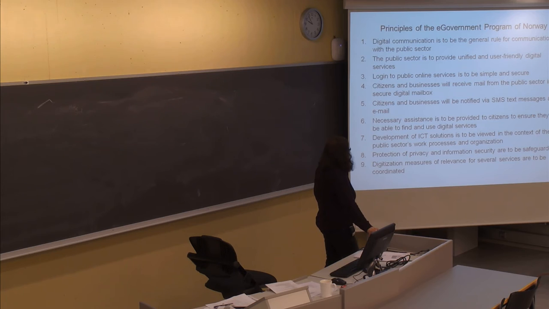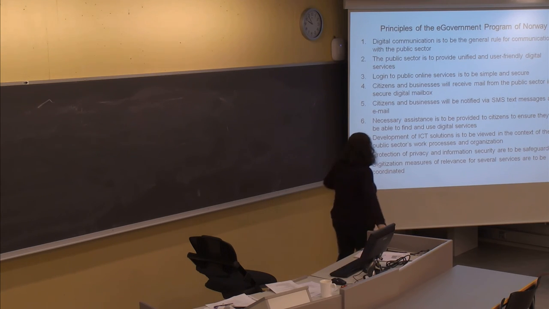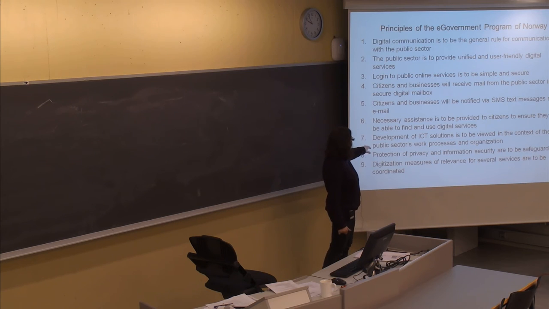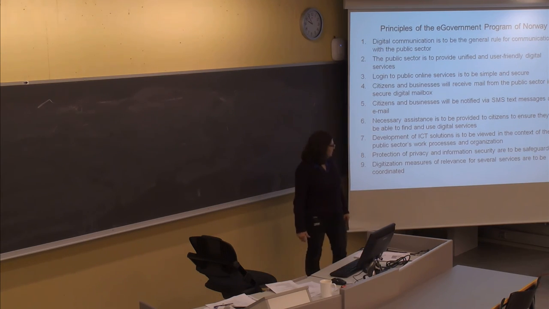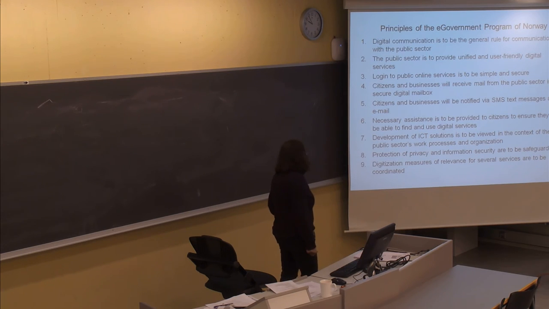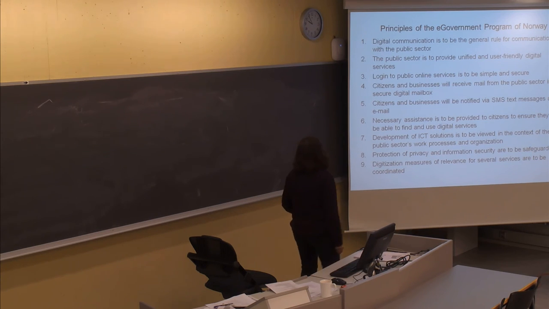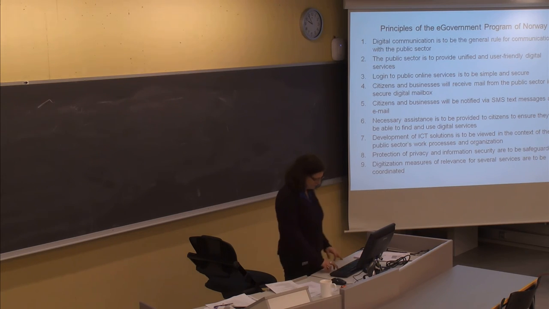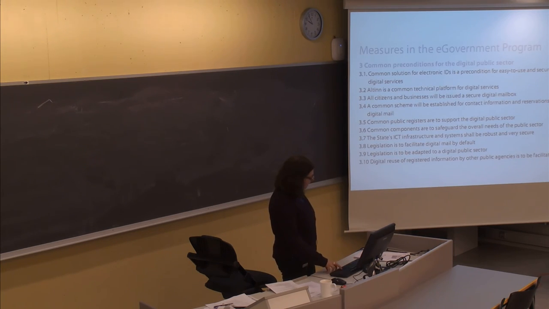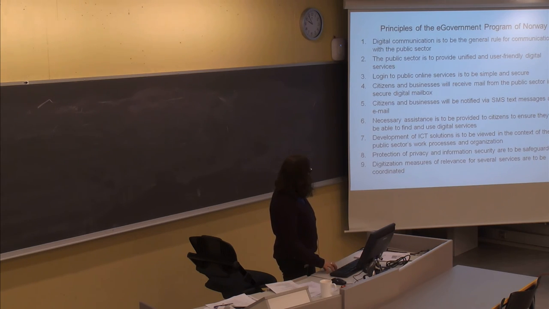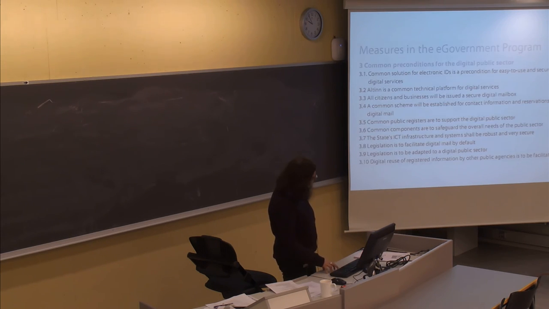And this is again what I said before. The work processes or solutions are developed for the public sector work processes. It addresses privacy and security. And there's a measure of relevance for several services. This has to do with measuring the quality of services. So this comes to a measure of quality. And if we look at this, for example, expanding on the point of login, the public online services are simple and secure.